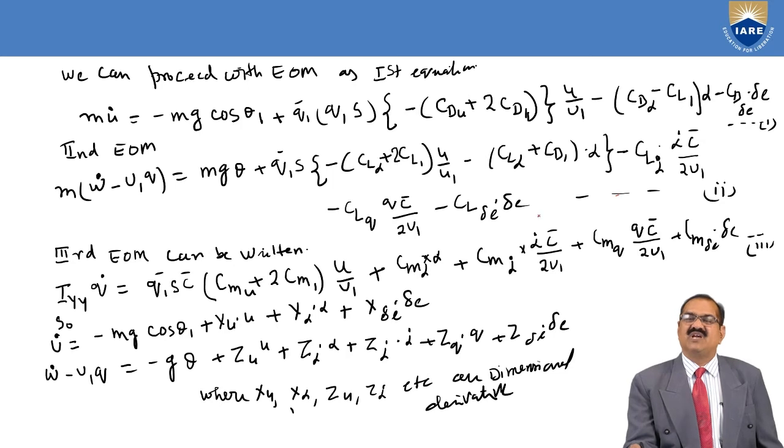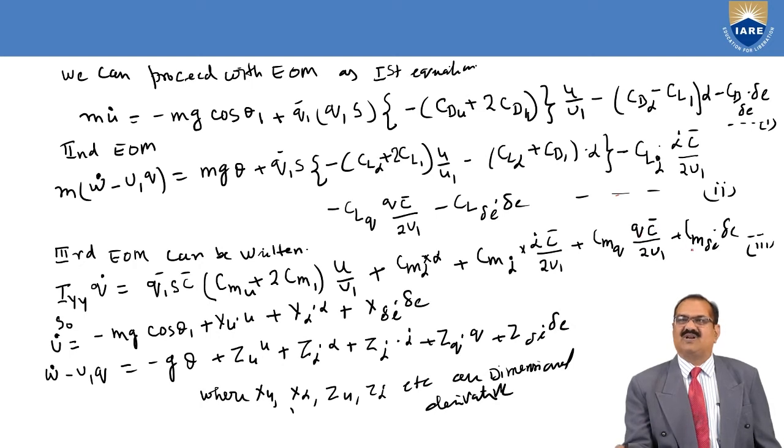So this is the force equation in z direction, and the third one is the moment equation, which is the pitching moment with respect to the lateral axis. So this equation we can say that Iyy q dot is equal to Q1 S c bar times Cmu plus 2 Cm1 u by u1 plus Cm alpha into alpha plus Cm alpha dot into alpha dot c bar by 2u1 plus Cm q c bar by 2u1 plus Cm delta E into delta E.